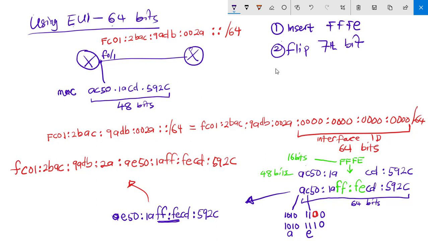So in this scenario, we have two routers connected to each other. So we have this network. This network has an ID of FC01:2BAC:9A:DB:002A and double colon. So we have 4 continuous zeros. The MAC address of F0/1 is what we are seeing here, this figure here, and it's 48 bits.